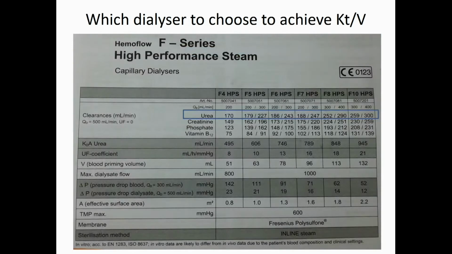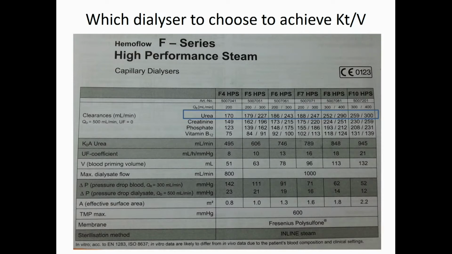When you have to dialyze the patient, first you need to see which dialyzer you are taking. It all depends on the actual weight of the patient and how many hours you are going to dialyze. You have multiple options now: F5, F6, F7, F8. You need to look at the surface area available, as madam said. If you are using an F6, it is 1.3.